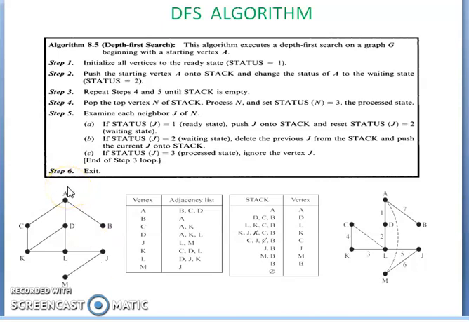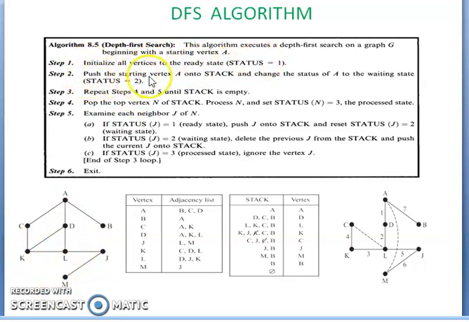So status 1 means not processed. Status 2 means in waiting stage, that is in the stack, but visited. Status 3 means you already processed, completed. So these are the 3 statuses for each and every vertex. Initialize status 1 for each and every vertex of the graph. So A status 1, B status 1, C, like that, M status, all vertices status is 1. That is step number 1.